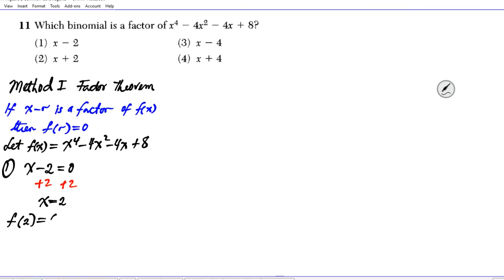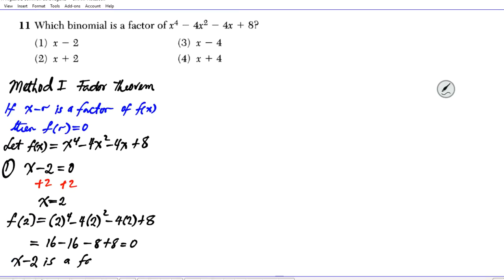So f of 2 is going to be 2 to the fourth power minus 4 times 2 squared minus 4 times 2 plus 8. Let's simplify this using the order of operations. We're going to do exponents first. So 2 to the fourth power is 16. Minus 4 times 2 squared is 4, 4 times 4 is 16. Minus 4 times 2 is 8, plus 8. And we have an output value of 0. So what does this mean? Since f of 2 is 0, it follows that x minus 2 is in fact a factor. So our answer is clearly option 1.